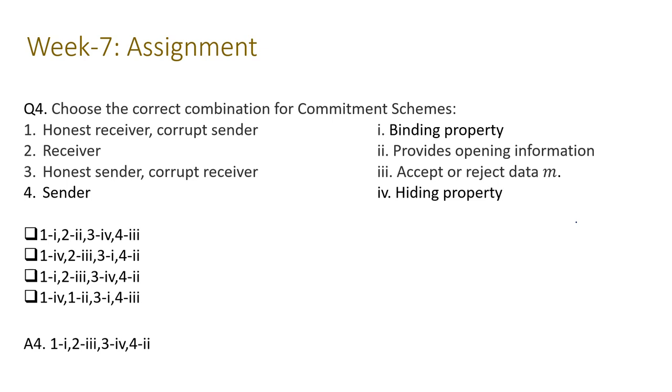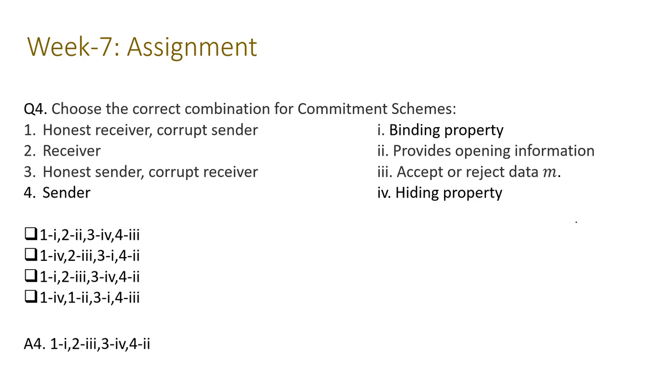So just to quickly recapitulate, honest receiver, corrupt sender. If the sender is corrupt, it may try to, first in the committing phase, commit the message M, and while in the opening phase it can claim that it sent the commitment of some other message M dash. That is what a corrupt sender may intend to do, and to prevent that we have the binding property.